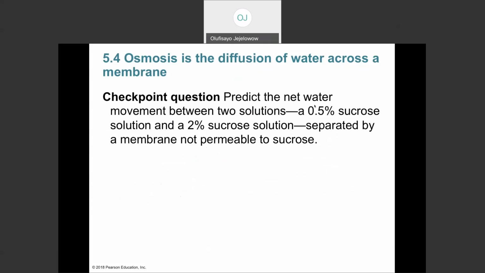So the checkpoint question is: predict the net water movement between 2 solutions, a 0.5% sucrose solution and a 2% sucrose solution, separated by a membrane not permeable to sucrose. So remember, compile the answers to your checkpoint questions and email them to me.